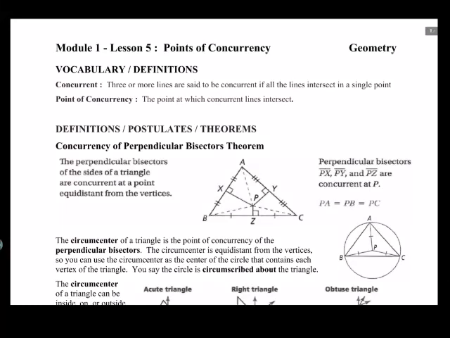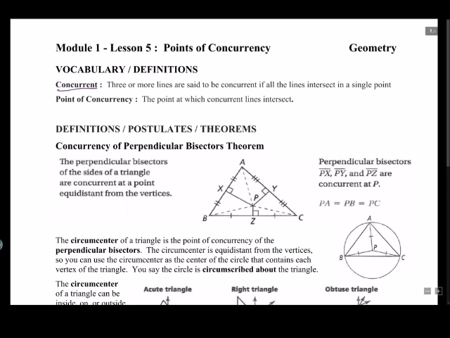Module 1, Lesson 5, Points of Concurrency. In this lesson, we are going to use our ability to construct angle bisectors and perpendicular bisectors to locate special points in a triangle. These are called points of concurrency. So let's start with some vocabulary here.